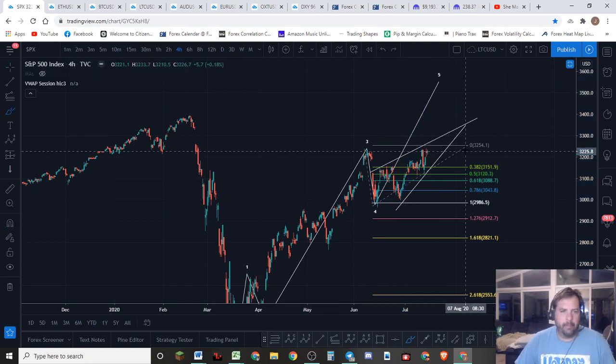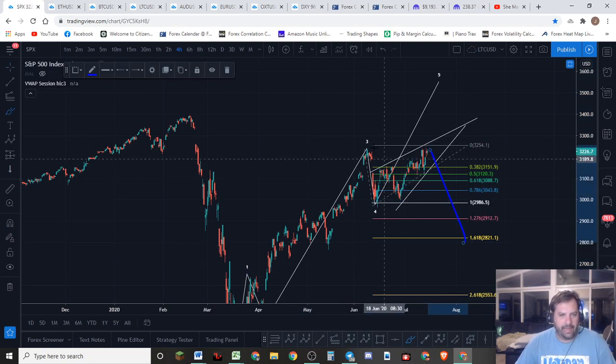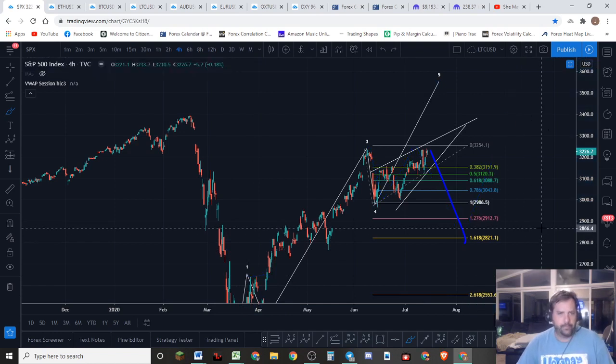Okay, so right now my bias is to the downside like that. Get a 3-wave move for our 4th wave. It should not break the level of 1, and then we're going up for the 5th wave. So there's the S&P.